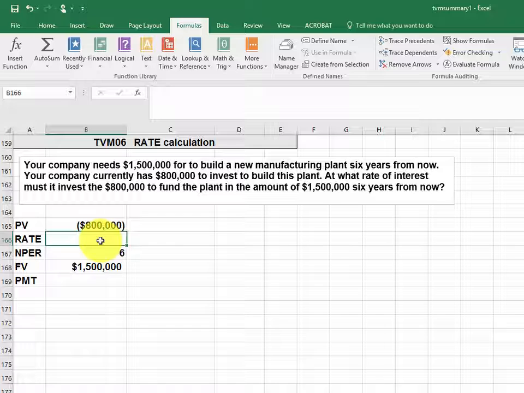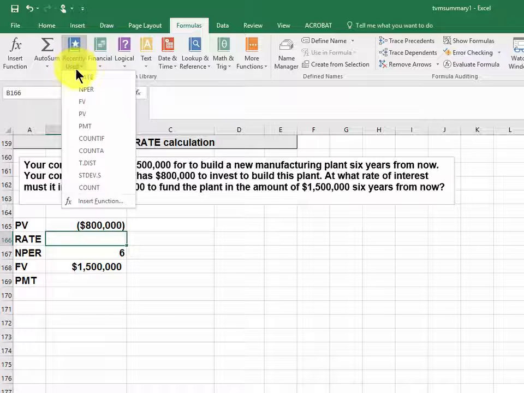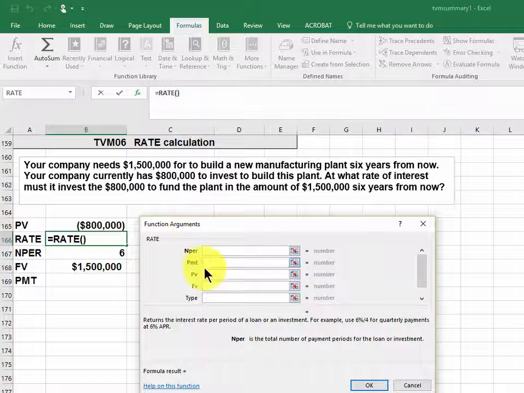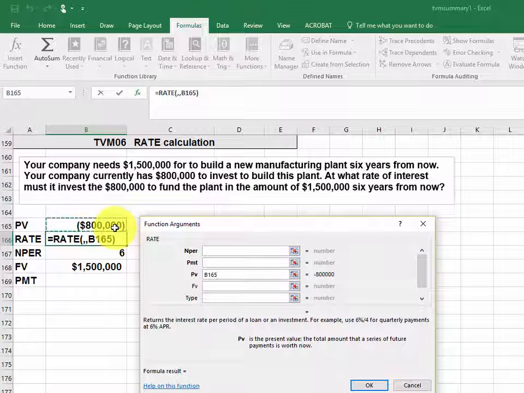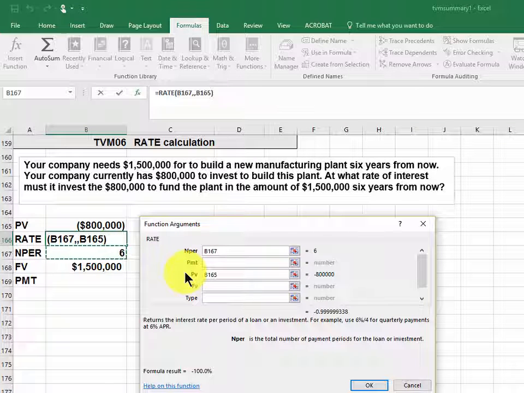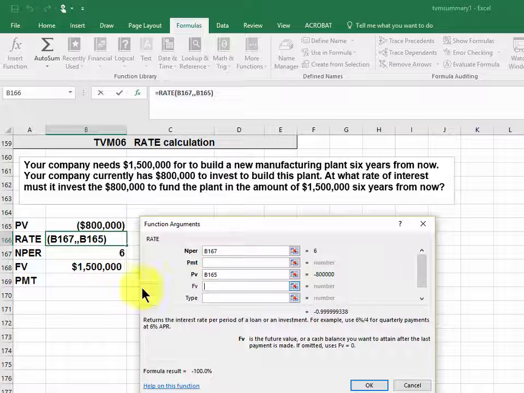Going to the Formulas tab, look for the RATE function. The function wizard pops up. Select PV, select NPER, select FV, hit OK.